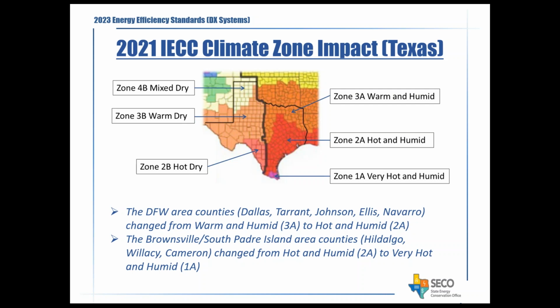And further down in the south, like from Brownsville, South Padre Island area counties, which is Hidalgo, Willacy and Cameron, has changed from hot and humid, which used to be 2A in 2018, to very hot and humid, which is 1A. These are some pretty significant changes, specifically if you are in these counties. The other county requirements are pretty much whatever they were in 2018. So you can see that there is at least a shift, and that's representative of things getting hotter, I guess.